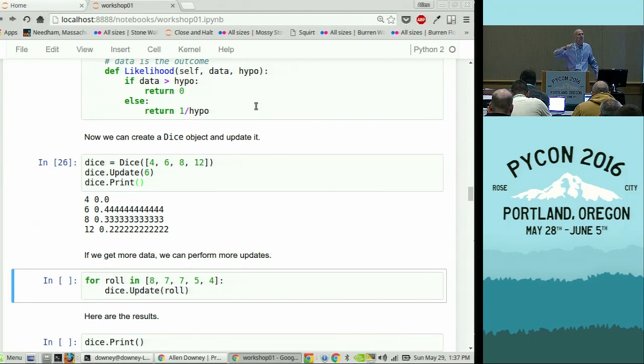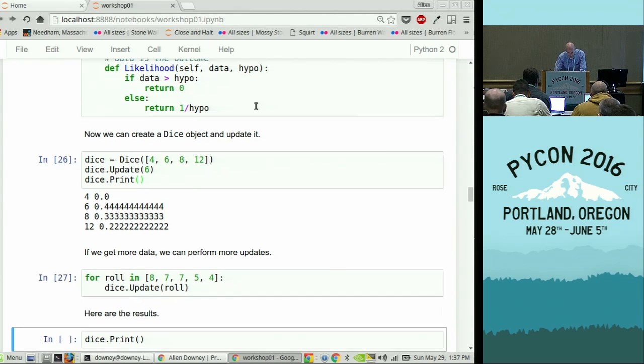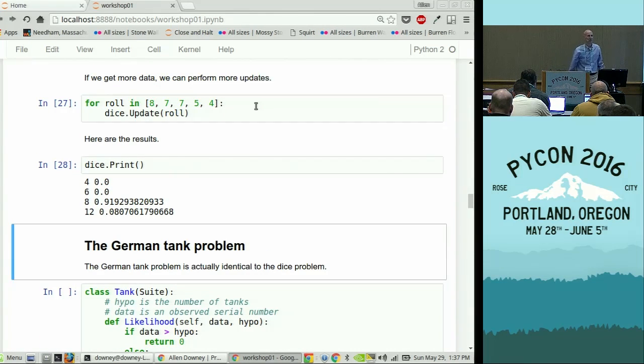So again, I'm using the posterior after I did the 6, and then 5 more rolls. So this is a total of 6 rolls. And there are the results. So the 4-sided die has 0 probability because I rolled something bigger than 4. The 6-sided die has also been eliminated, but the 8 and the 12 are still possible. And interestingly, the 8 is a lot more likely at this point than the 12.